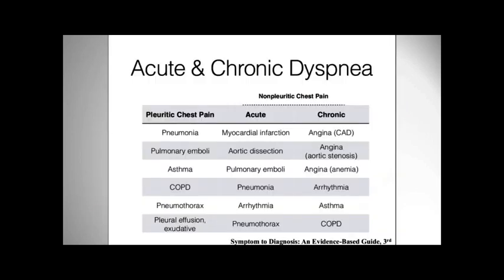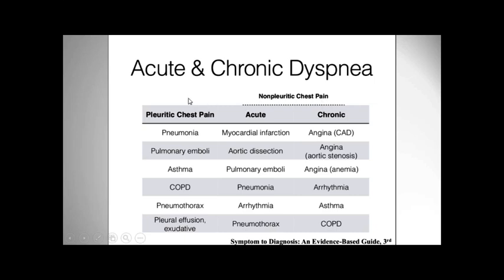There are different causes, okay, of acute and chronic dyspnea. I found this very good table online. Okay, and notice that here we have a relationship between the dyspnea and chest pain. Chest pain can be pleuritic, that means that it changes with the respiratory movements, okay, worsens with inspiration, for example, or can be non-pleuritic, so it doesn't change with respiration.